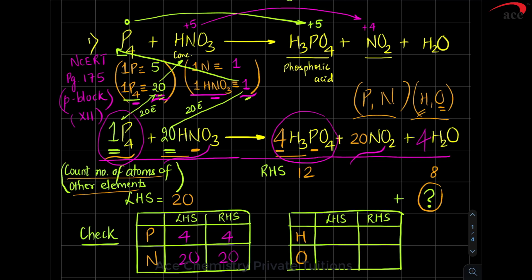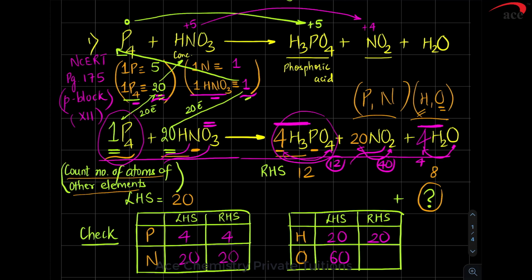I repeat, we balance phosphorus and nitrogen first because they are undergoing a change. Number of hydrogen on the left hand side is 20. Number of hydrogen present here is 12 and 8, that is 20. Oxygen is present here only. The number of oxygen present is 60. Number of oxygen present here is 12. Number of oxygen present here is 40 and number of oxygen present here is 4.